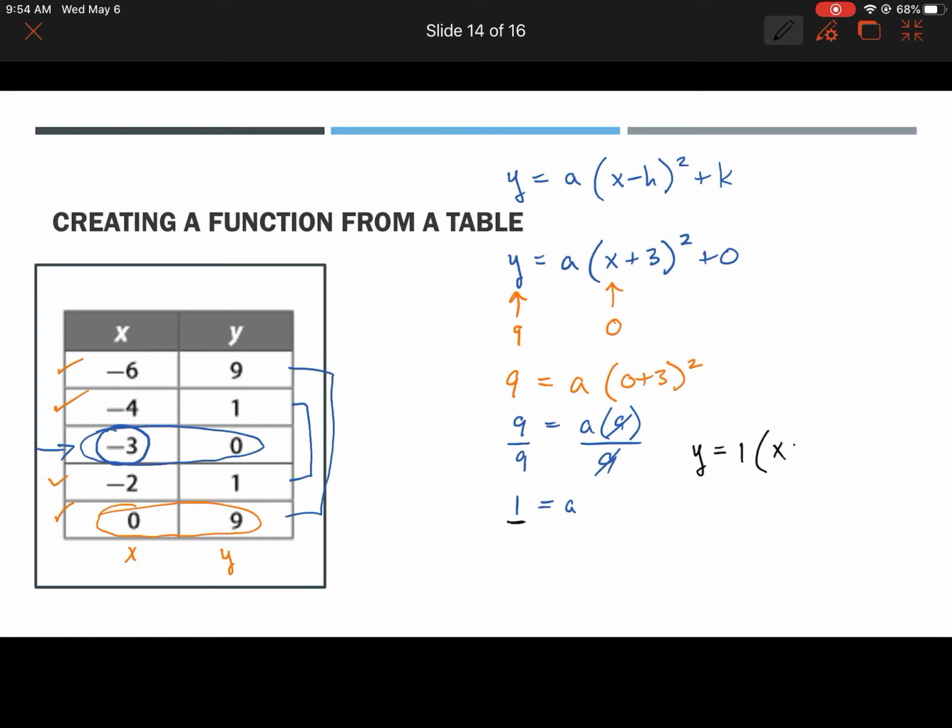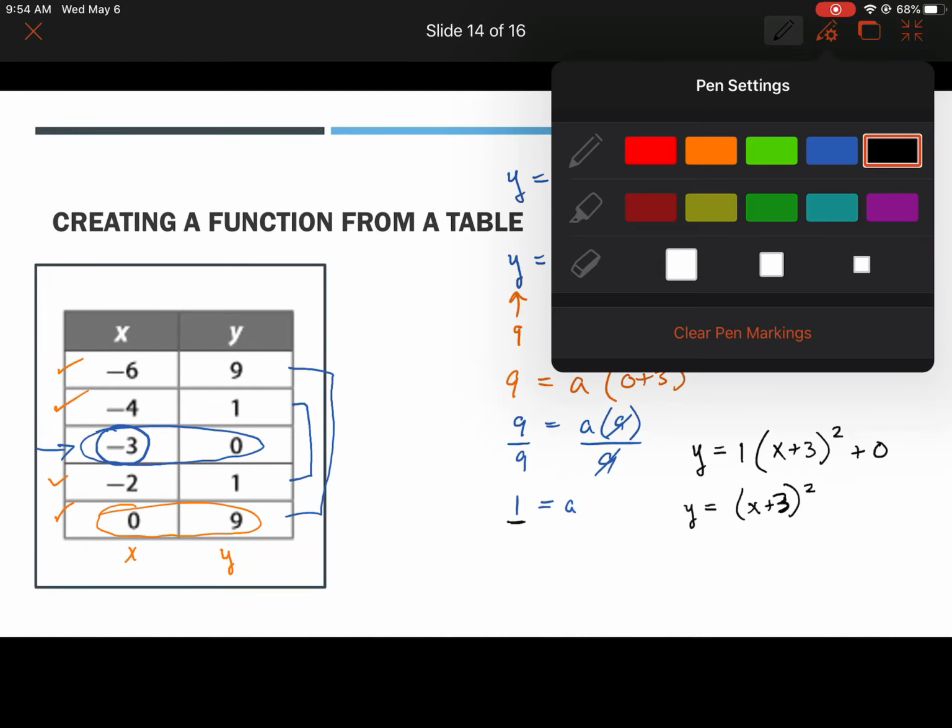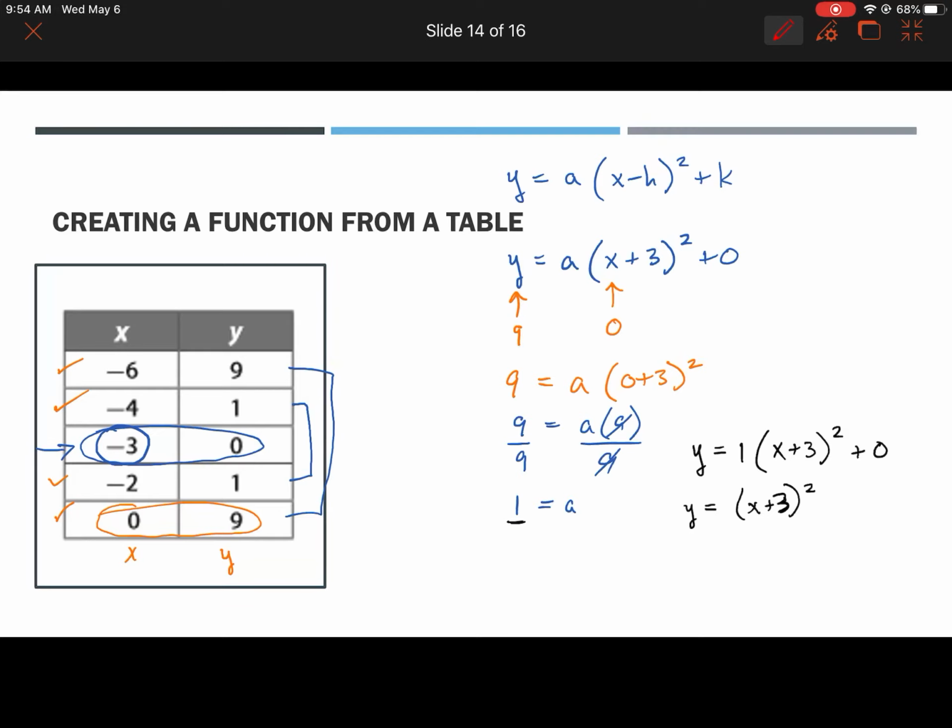And we know we had an x plus 3 squared plus 0, which has a lot of extra information we don't need. So I'm just going to simplify it down to x plus 3 squared. Okay? So this would be vertex form. Now, if I asked you to do it in standard form, you'd go through this whole process and then just expand the x plus 3 squared. So that would give me x squared plus 6x plus 9. So this would be the standard form of the same function.